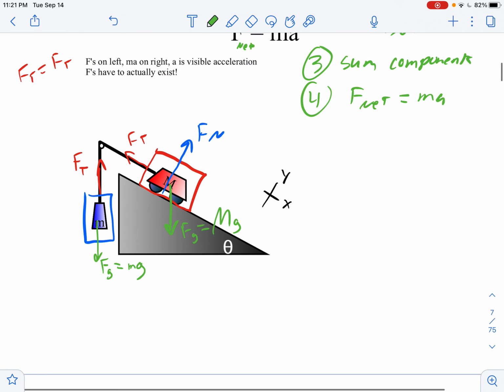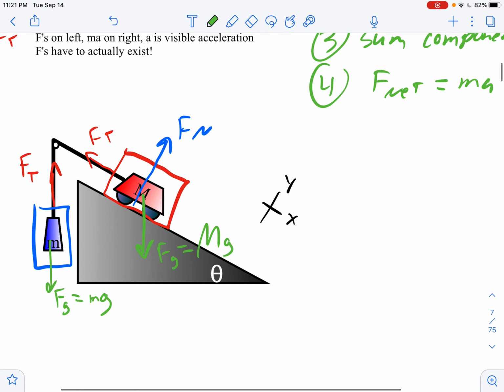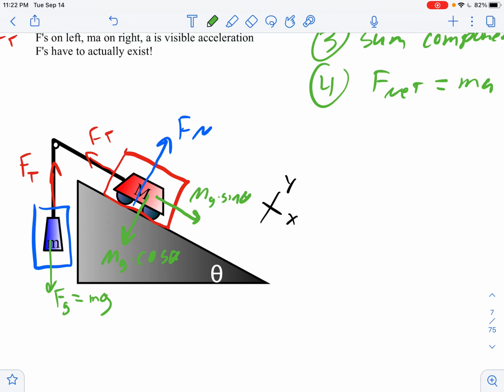So if I just sneak back up over here, I'm going to remake my free body diagram, just to put it in a form that's convenient. So this is our FGY. That's our big M times little g times the cosine of the angle. And then this one here, that's our FGX. So that's big M times g times sine of the angle.